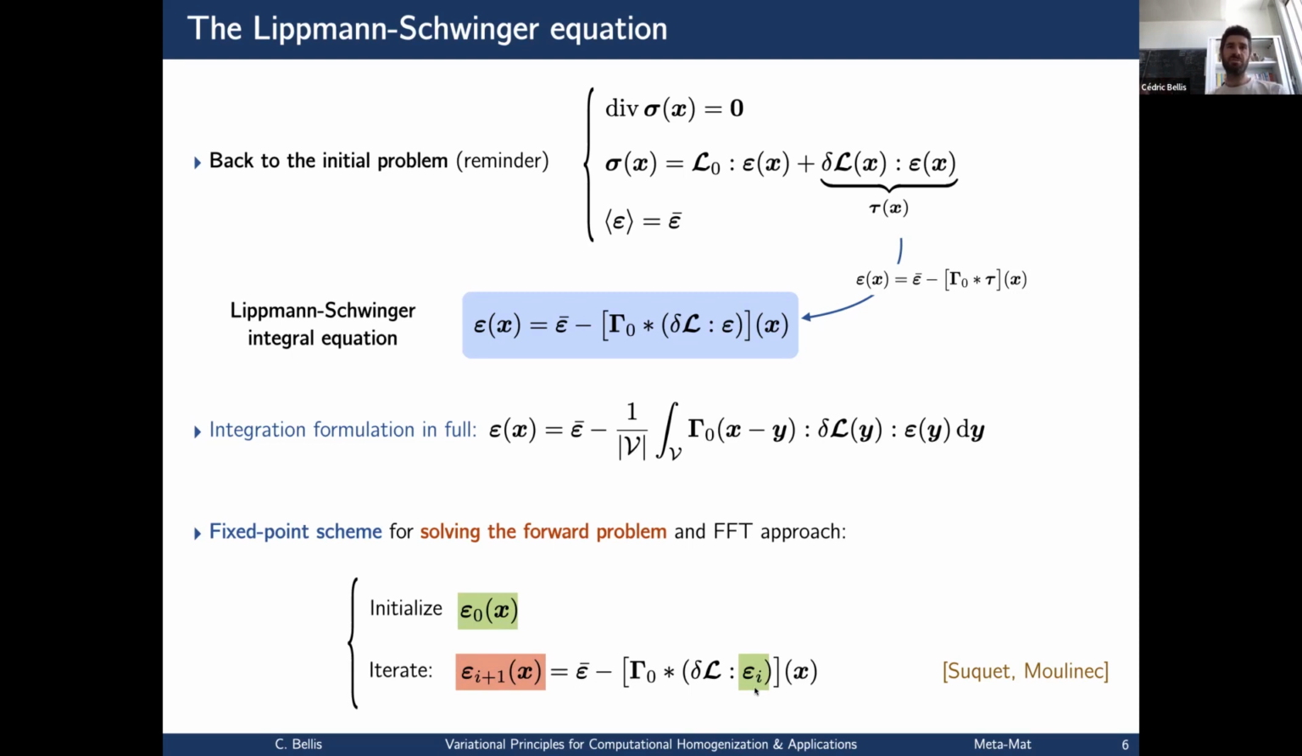So that's the first point, use this fixed point scheme, but we want to numerically avoid the computation of this convolution product, which was very costly. So the idea introduced by Pierre Suquet and Hervé Moulinec in the 90s is not to compute this convolution, but to do that using the forward and the inverse fast Fourier transform. So we'll compute the action of this integral operator in the Fourier space based on the fact that the Green's function in the Fourier space is known analytically and equal to the quantity I've given in the previous slide.